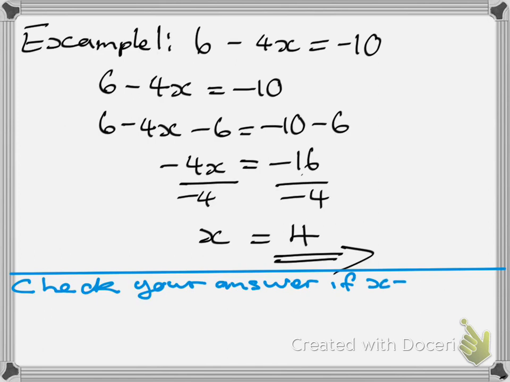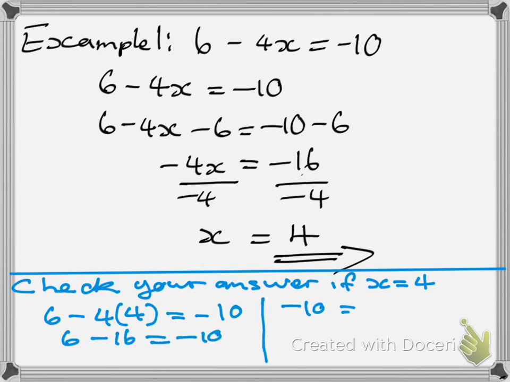You substitute the value into the original equation, which will be 6 minus 4, open bracket, multiplied by 4, is equal to negative 10. You punch that into a calculator. You'll see that your left hand side is equal to your right hand side, which means your answer is correct. So the left hand side has to be equal to the right hand side to check your answer.